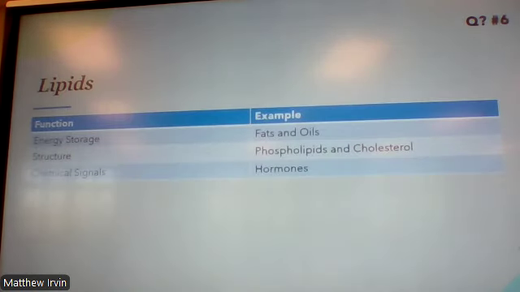Lipids: energy storage, so fats and oils. We also have fats for structure, as the phospholipids in our cell membrane, and then the chemical hormone function of lipids is the steroids. That's going to be part of our signal transduction pathway, which is not in this unit. The functions of proteins: all you're doing right now is writing functions. You can write examples down later.